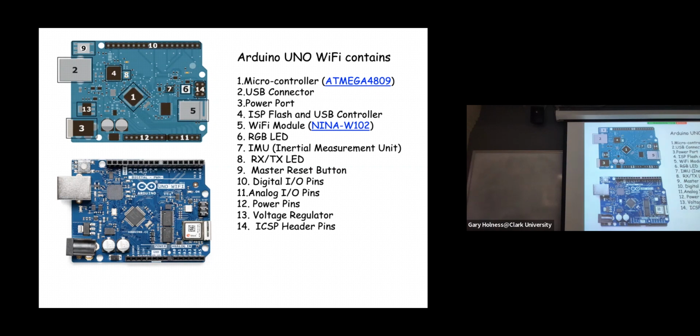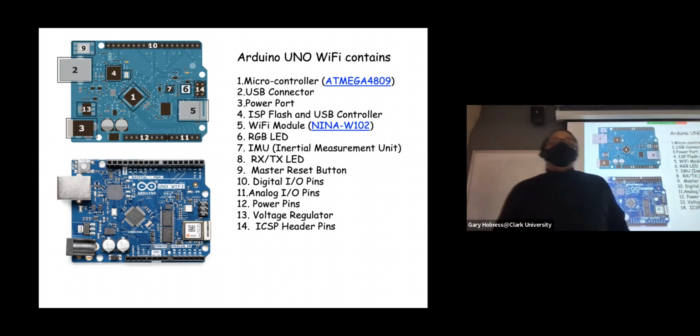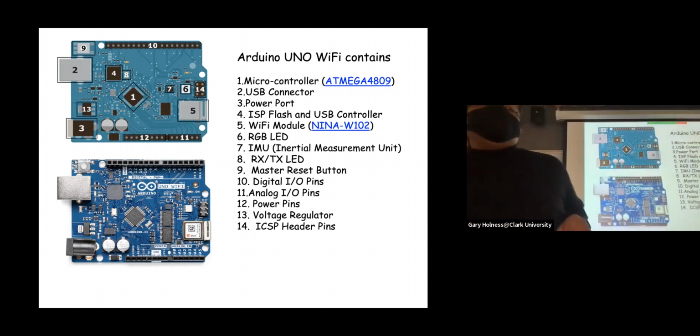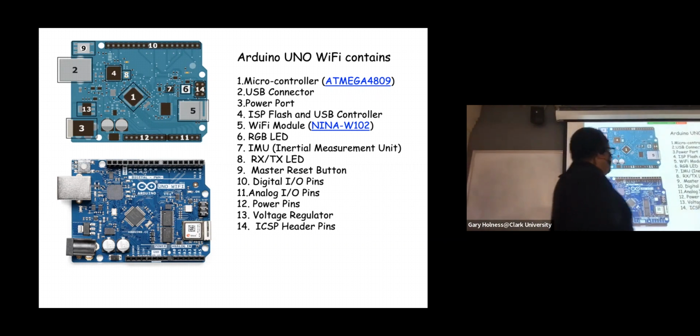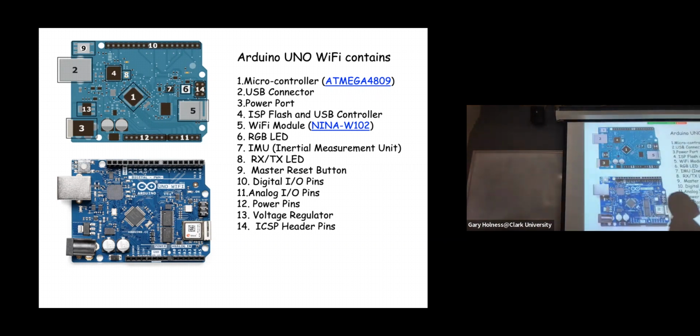Oh, ICSP, in-circuit serial programmer. That's this header. And it's used for something called serial peripheral interface, or SPI, which we won't talk about right now, maybe a little bit later, depending on time. But it's essentially used to send programs dynamically into another circuit. It could be for circuits on this board or circuits on another board. It's called in-circuit serial programming. Okay. Any other questions? No?